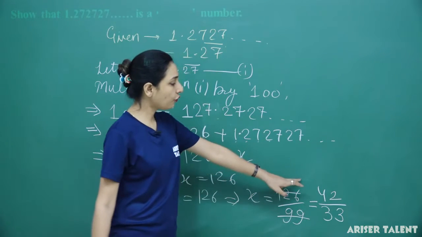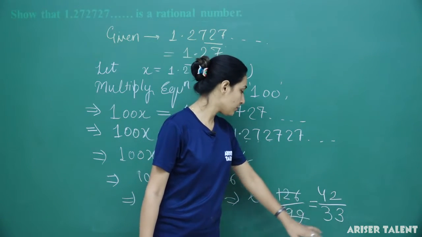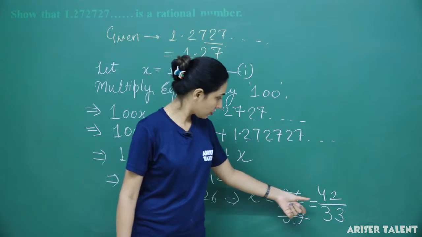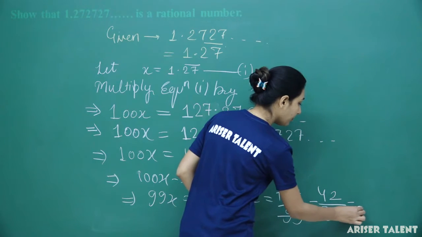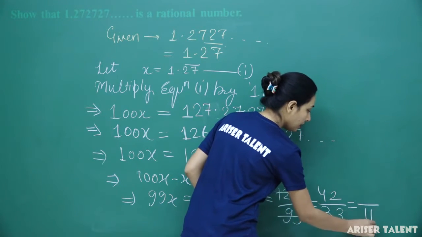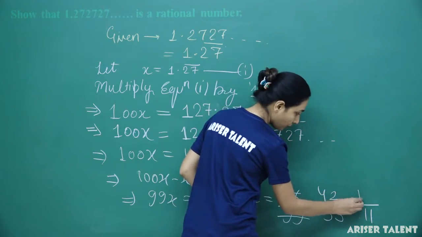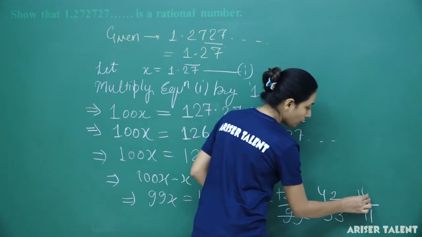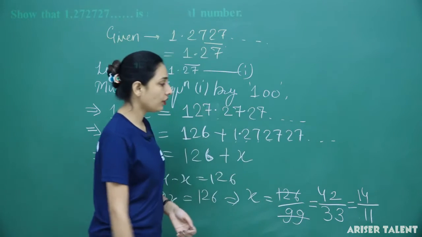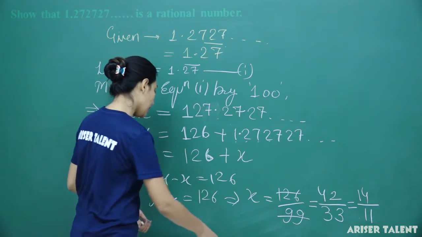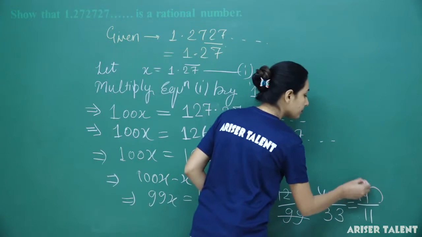Again 4 plus 2 is 6, 3 plus 3 equals 9. So you can further make it 1 and 1 here. So 11, and here 3 1s are 3 and 4 3s are 12. So that will be 14 by 11, and that will be your answer.